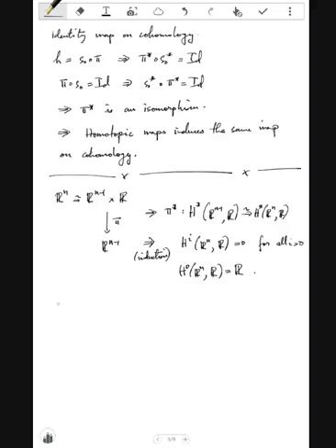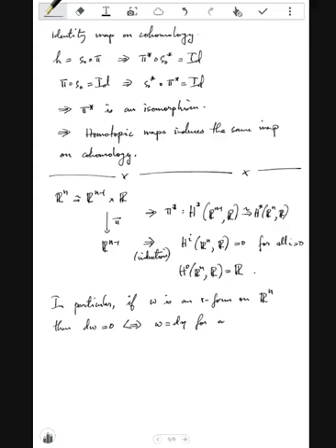So in particular, this was not clear before. If omega is an r form on Rn, then d omega is equal to 0 if and only if omega is equal to d of eta for an r minus 1 form eta.